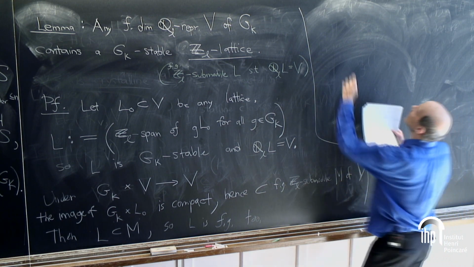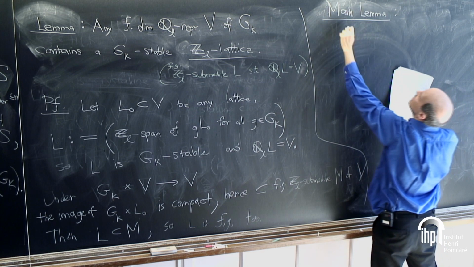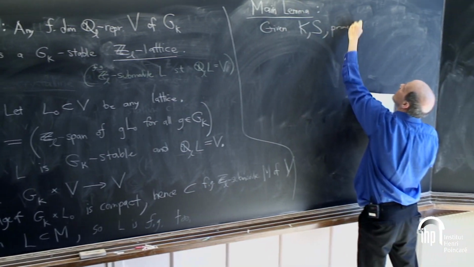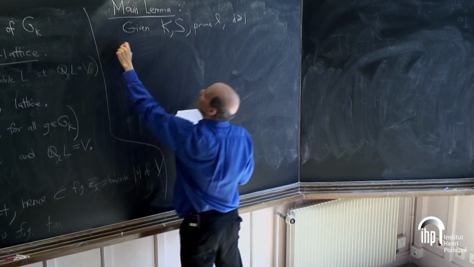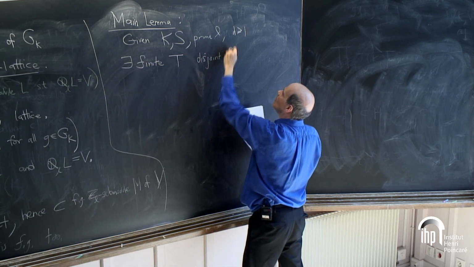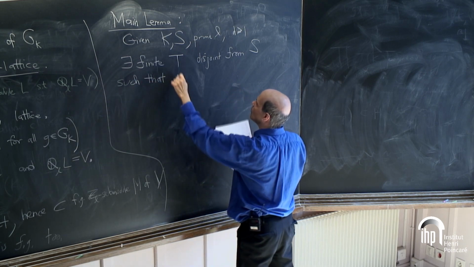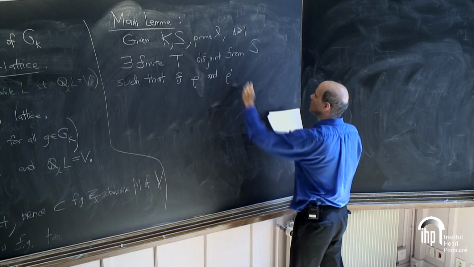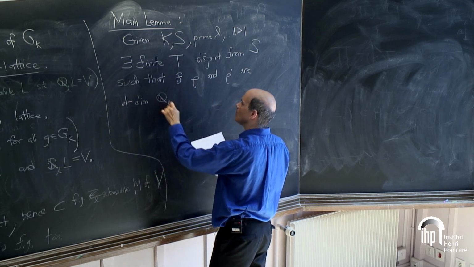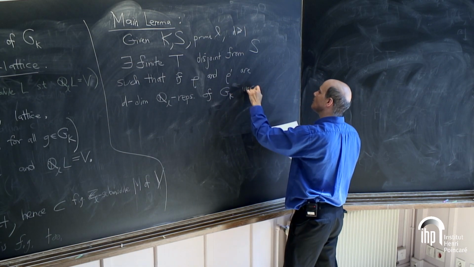So now it's time for the main lemma of Faltings' proof. Given K, S, a prime l, and a positive integer d, there exists a finite set of places T disjoint from S such that if you have two Galois representations rho and rho prime, let's say d-dimensional Q_l representations of the absolute Galois group, so it's the Galois group acting on a d-dimensional Q_l vector space, and they're unramified outside S.